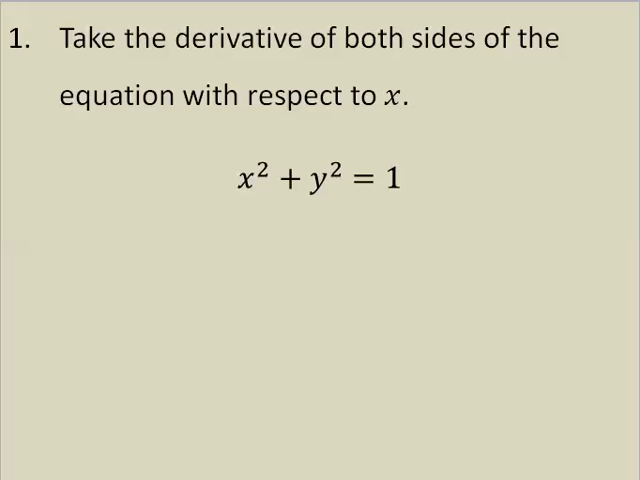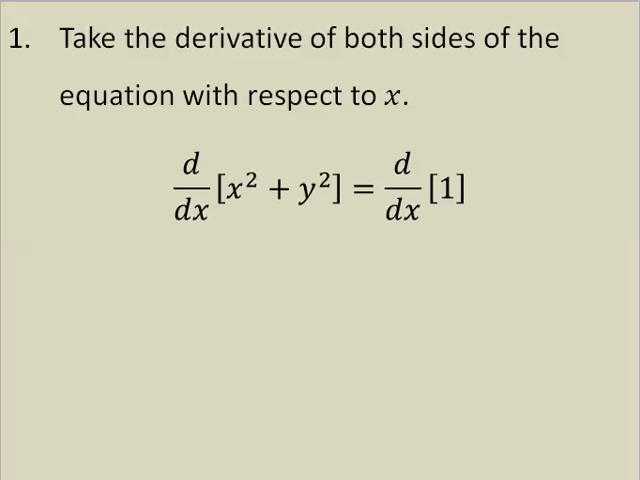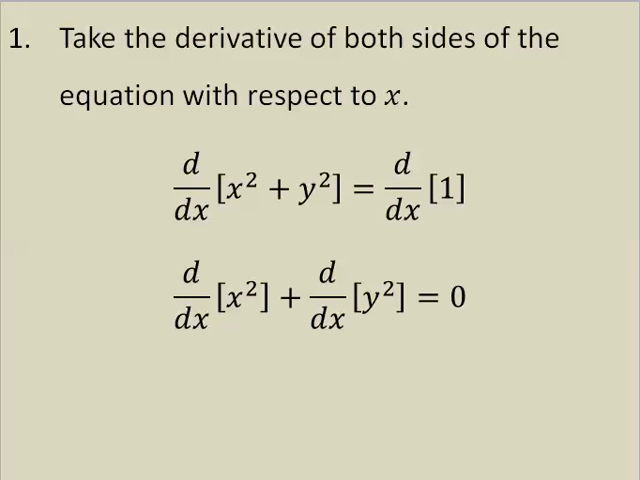So starting with our equation, remember we don't have to solve for y. We just start taking the derivative right away. We take the derivative with respect to x, and I'm going to break the left-hand side up into 2 derivatives. On the right-hand side, the derivative of 1 is 0.